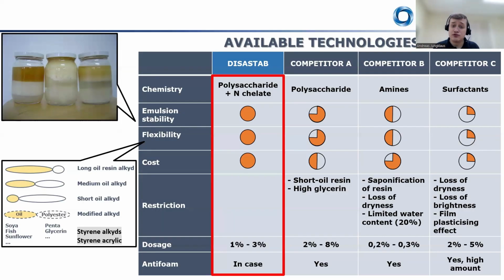And its recommended dosage is usually lower than competitors, and anti-foam addition is only required when necessary, which simplifies a lot the formulation. So in summary, the Disastab line delivers stable, flexible, cost-effective emulsification for long oil alkyds, medium oil alkyds, and short oil alkyds as well, making it a versatile choice for alkyd systems.